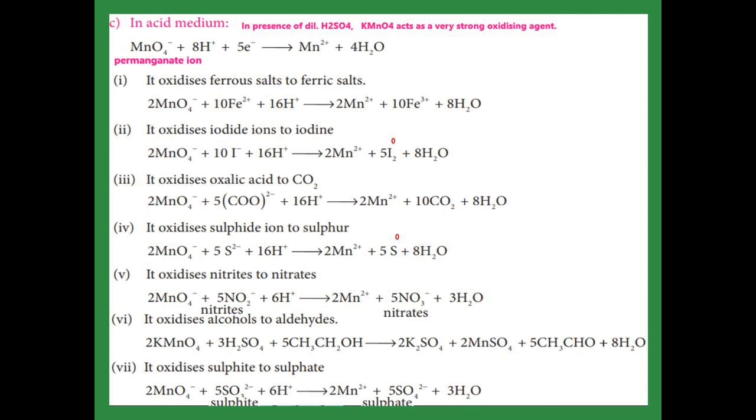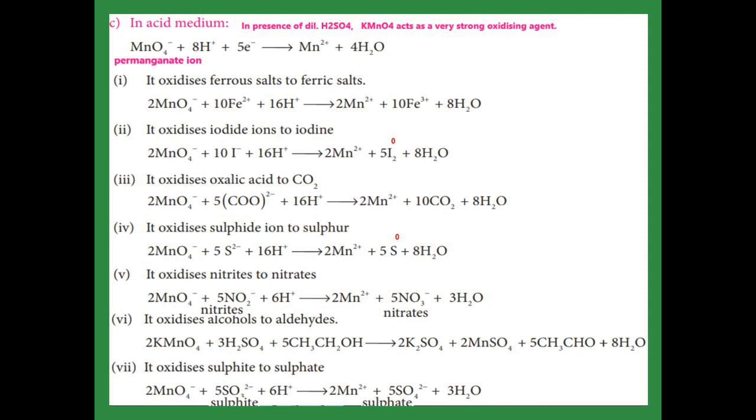First one, ferrous salt, that means Fe2+. The ferrous salt changes into ferric, that is on the product side we see Fe3+, with the help of acidified potassium permanganate. The other products are the same, Mn2+ and water. The next one, iodide ion. Iodide, I⁻, changes to iodine, I2.